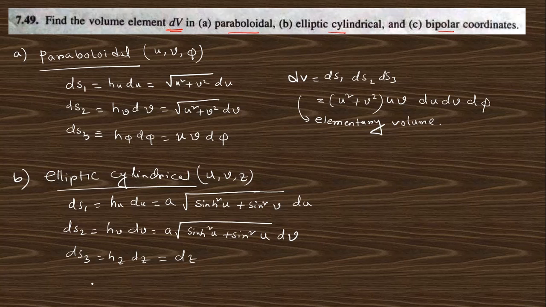Okay, so what is the value of dV? The elementary volume will be ds1 ds2 and ds3. So just multiply these three, and you will get a square within brackets sinh square u plus sin square v, that into du dv and dz. So this is the elementary volume in this coordinate system.